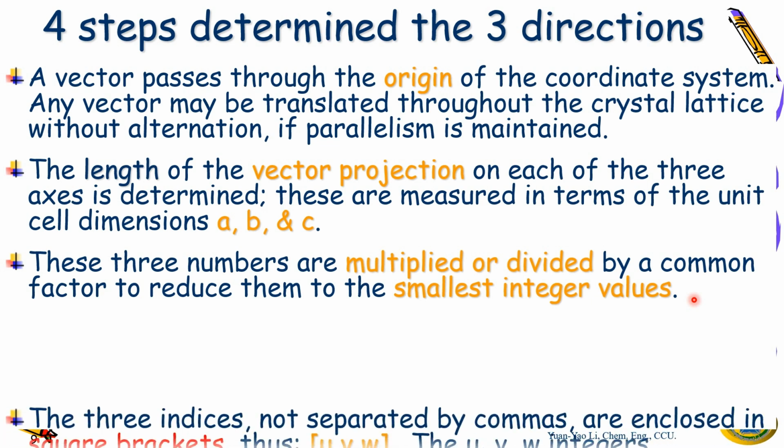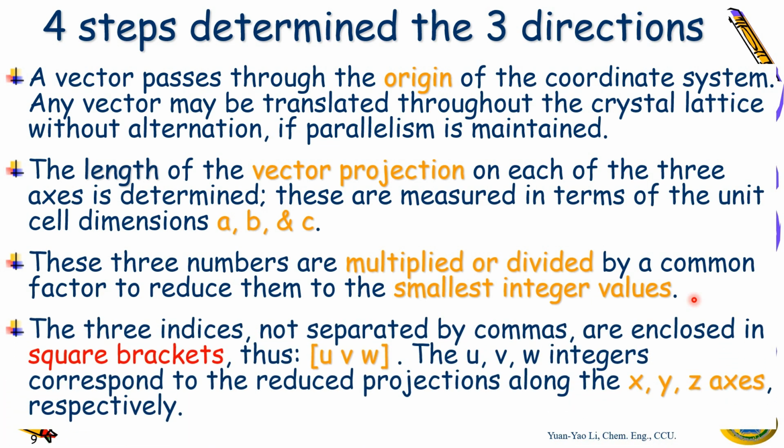And step 4 is that the 3 indices, not separated by commas, are enclosed in a square bracket. This is called a square bracket. And we use u, v, w to address these 3 numbers. The u, v, w need to be integers, corresponding to the reduced projections along the x, y, z axes respectively. You might not know what I'm talking about, right?